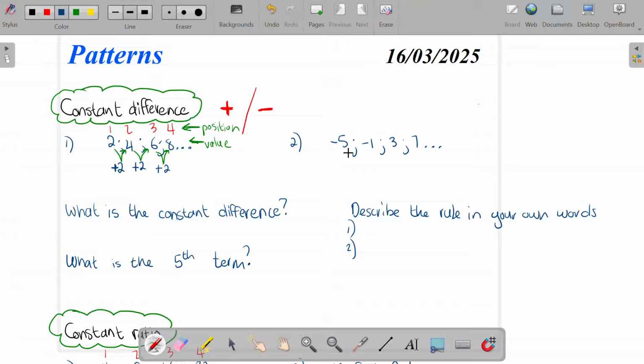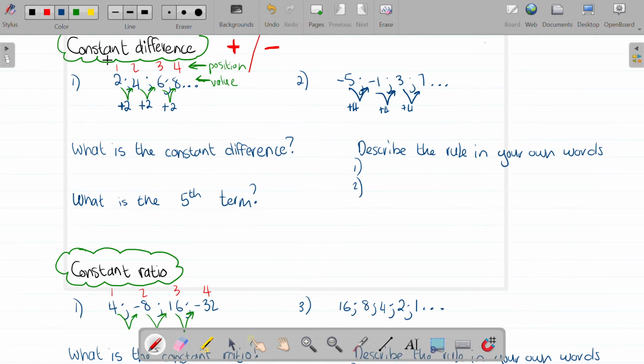Okay, so let's have a look at number 2. Number 2 over here, we have -5, -1. So what am I doing to get from -5 to go to -1? I am plussing 4. And over here, again, I am plussing 4. And once again, I am plussing 4. So you can see that these two patterns over here, pattern number 1 and pattern number 2, they have a constant difference. Okay, let's go and answer these questions quickly.